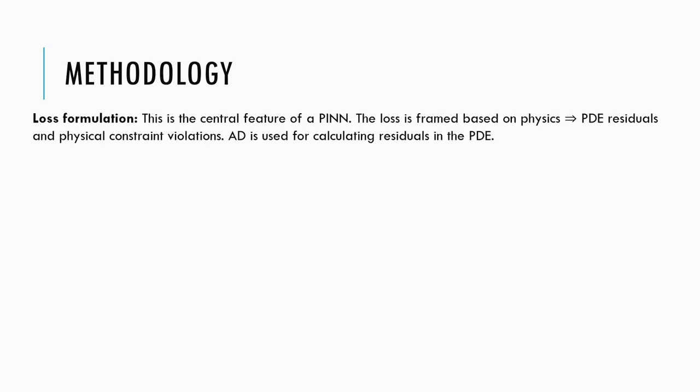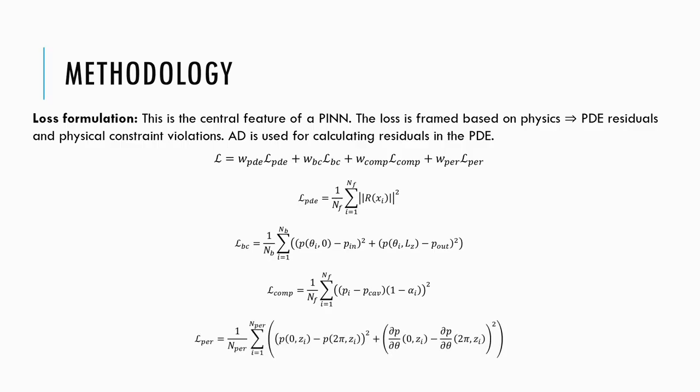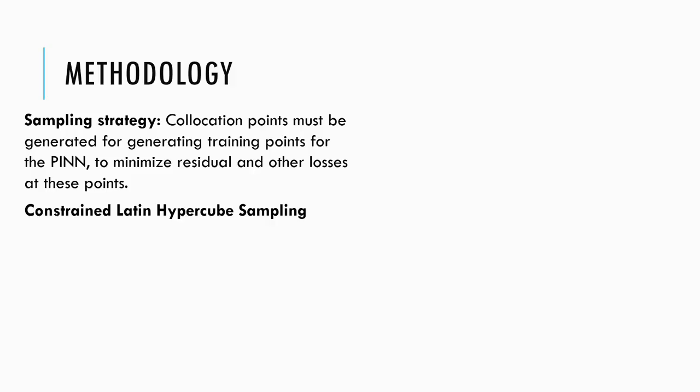The loss formulation is the central feature of a PINN. The loss is formulated based on the PDE residual, and the derivatives required for the PDE can be calculated directly using automatic differentiation. The individual terms are the residual, the boundary condition, the cavitation constraint, and the periodicity as mentioned previously. These are all calculated at individual points, and their sum must go to zero while adjusting the weights of the neural network.